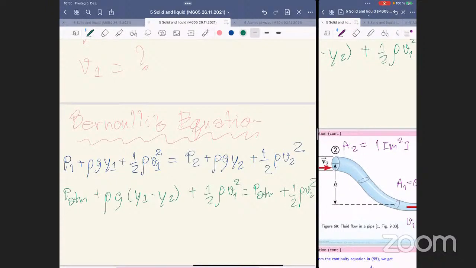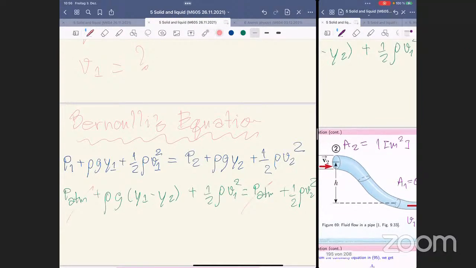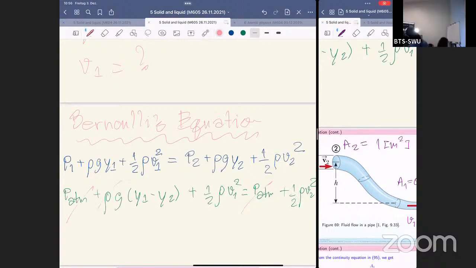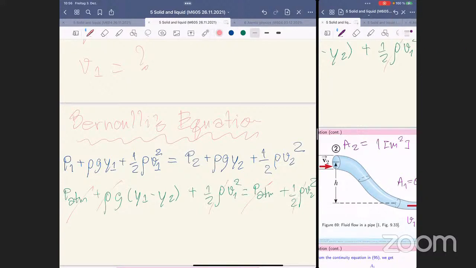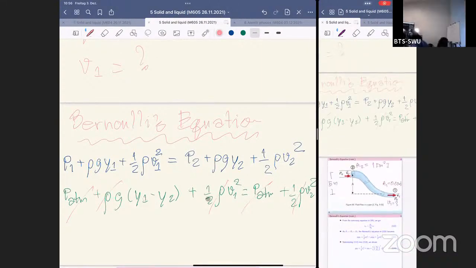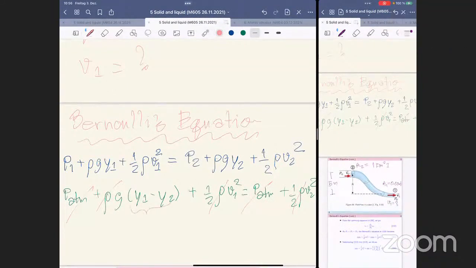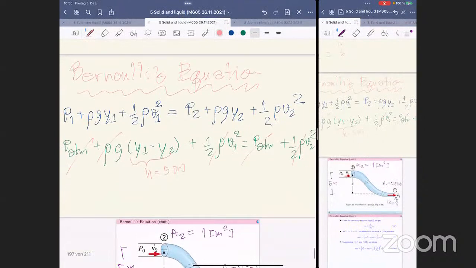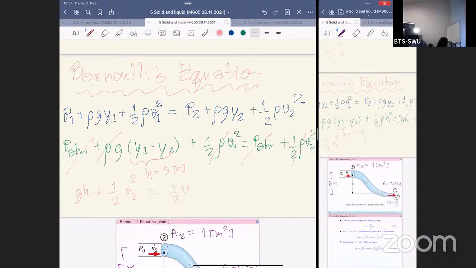The last term. Yeah, we could cancel PATM on both sides. And of course, there is a common term rho, we could cancel rho in this equation, right? You know that Y2 minus Y1 is actually h, and it is 5 meters. So you get GH plus 1/2 V1 square equals 1/2 V2 square, right?